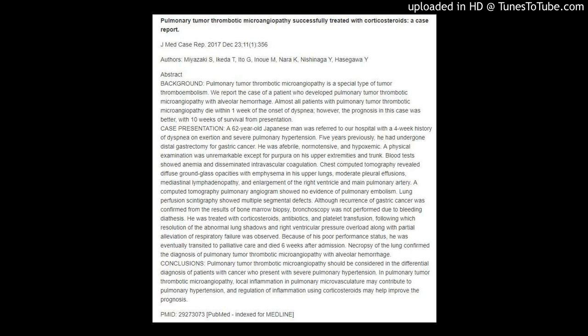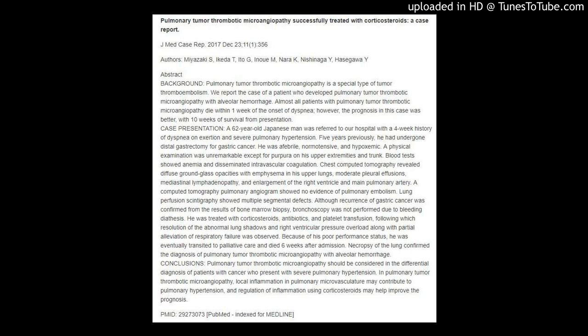Blood tests showed anemia and disseminated intravascular coagulation. Chest computed tomography revealed diffuse ground glass opacities with emphysema in his upper lungs, moderate pleural effusions, mediastinal lymphadenopathy, and enlargement of the right ventricle and main pulmonary artery. A computed tomography pulmonary angiogram showed no evidence of pulmonary embolism. Lung perfusion scintigraphy showed multiple segmental defects.